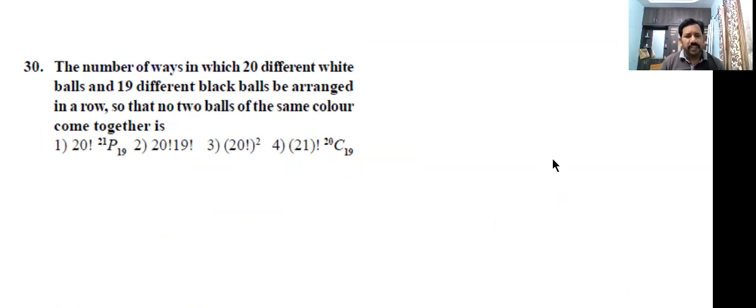The number of ways in which 20 different white balls. So here white color balls are given. How many? 20. And 19 black color balls be arranged in a row so that no two balls of the same color come together. So that means we want to arrange them in alternate colors, first white, next black, like that. But here observe that the number of white color balls is greater than the number of black color balls.